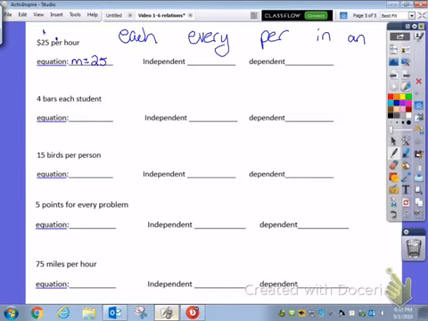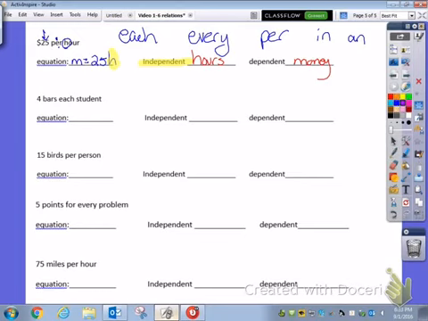So I'm starting with 25. Per is times, and what can I use for hour? H. Okay, the independent, now the independent, that is my H. My hours affects how much money I get. So my dependent is the money. When you work, the more hours you work, the more money you get. Okay, so the amount of money depends on the number of hours. Let's look at the next one.